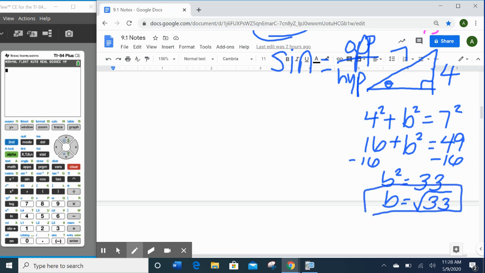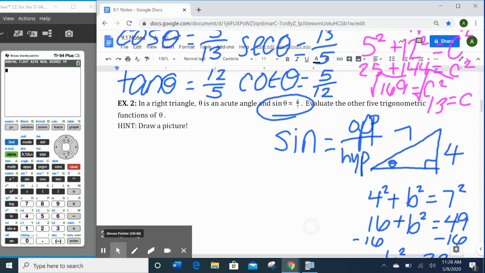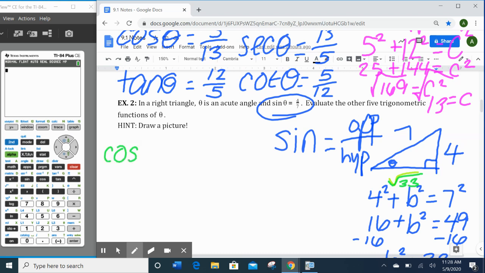Now, something that I tried to do when creating your homework was not have any roots that simplified, but if that had a perfect square in it, you'd want to simplify it, but I tried to avoid that. So, B is the square root of 33. That means the adjacent is the square root of 33. So I already know that the sine is 4/7, so I'll just go in order. The cosine of theta is the adjacent over the hypotenuse, which in this case is root 33 over 7.